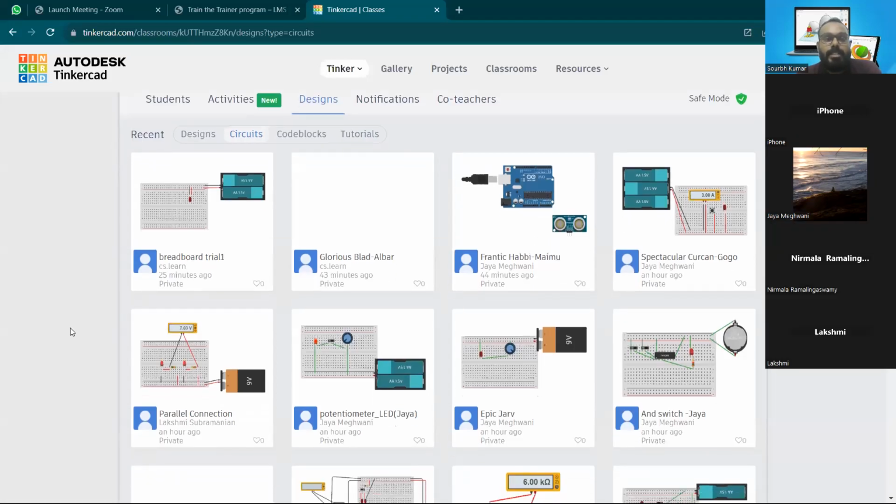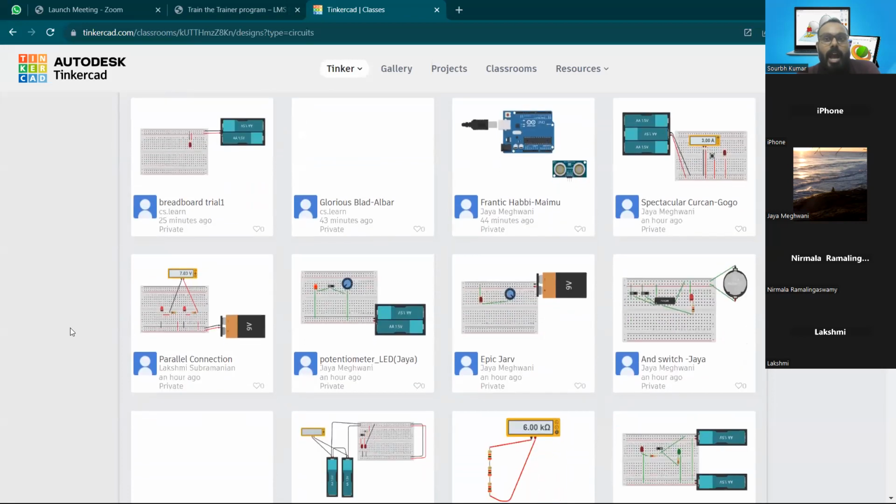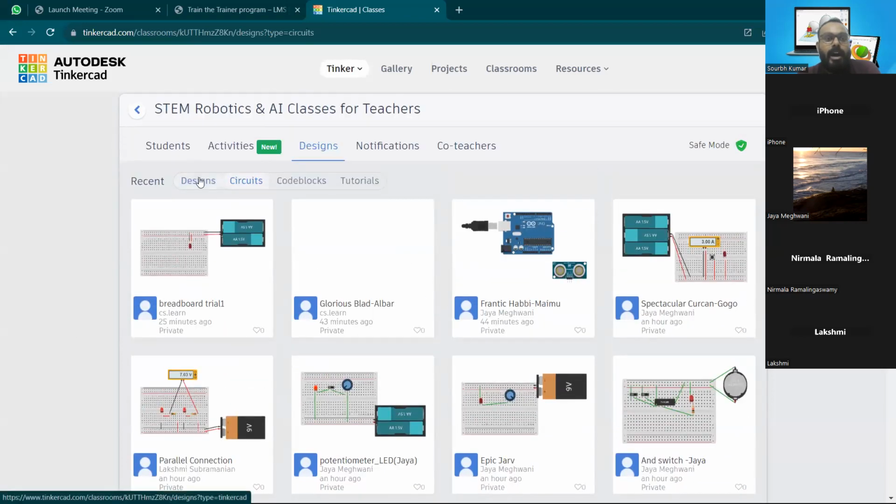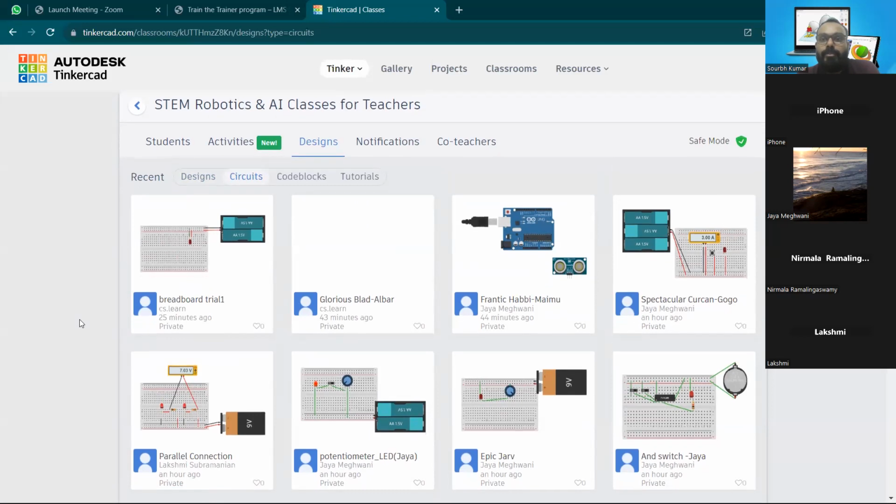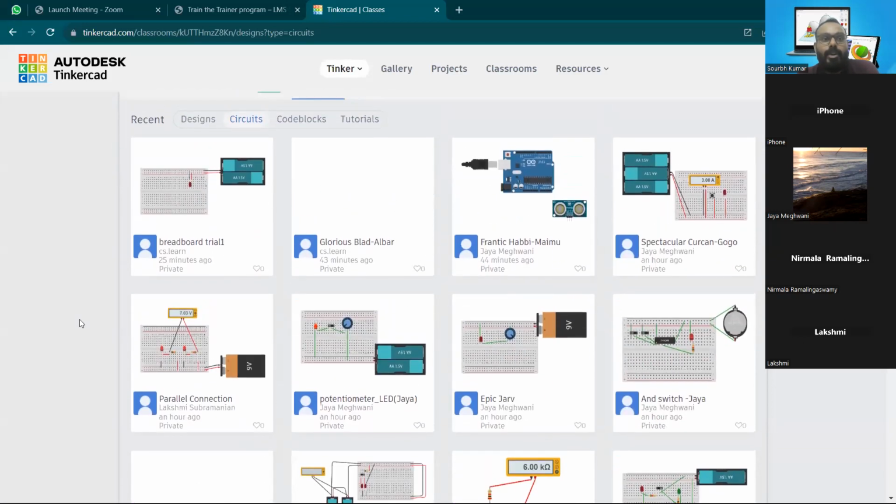So yes, this one is the circuitry one, which we had done yesterday only, and a week prior also we went through the description of how to make the circuitries in the Tinkercad platform. So I believe each and everyone's doubt is clear for now.